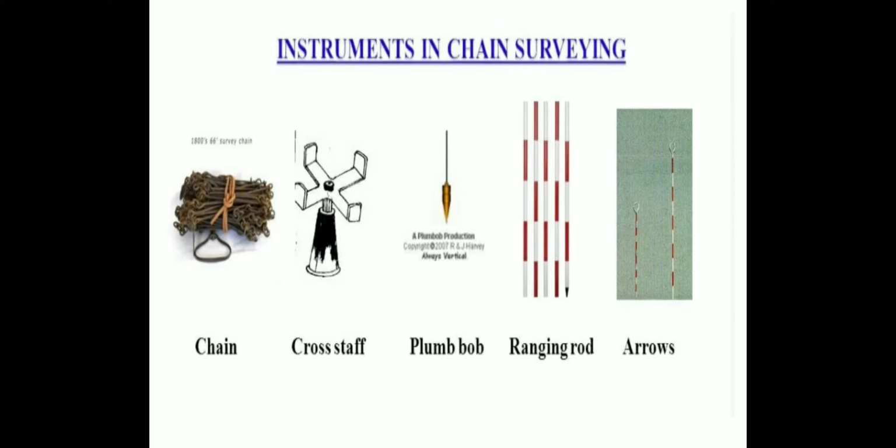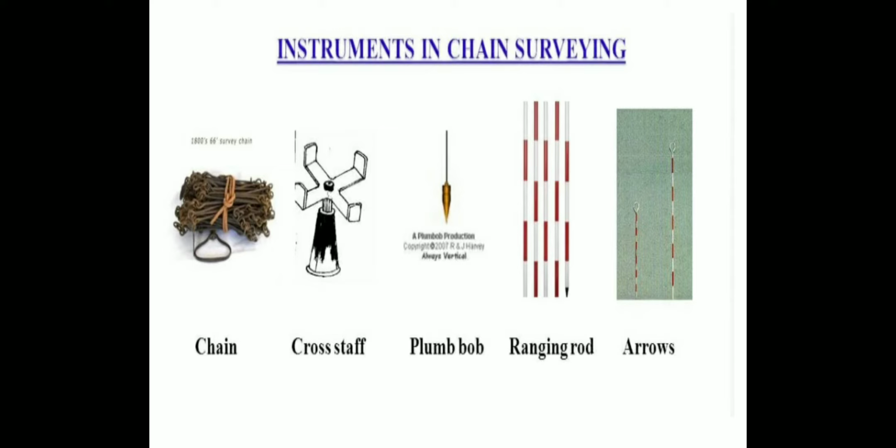What are the various instruments used in chain surveying? We have the chain, a cross staff, a plumb bob, ranging rods, and arrows. A chain has a handle and it has links, and both ends of the chain are connected by means of handles.